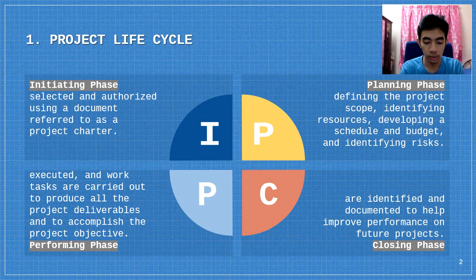Some changes are trivial. Customer satisfaction is achieved when the work and deliverables are accepted by the customer and the project objective is accomplished.